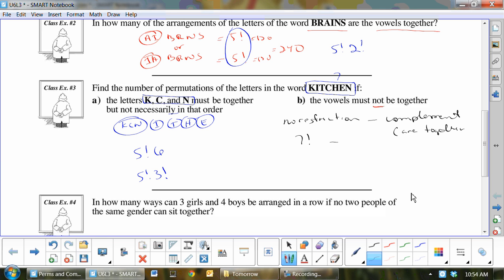How many groups would there be? So IE are going to be together. So how many groups are there? 5? No, because there's IE and then so that's 1. K, T, C, H, N. So there's 6 groups, right? So 6 factorial. How many ways can I arrange it in the group? 2 factorial. And that works out to 3,600. Okay, I actually didn't give the answer to this one. This is 720.